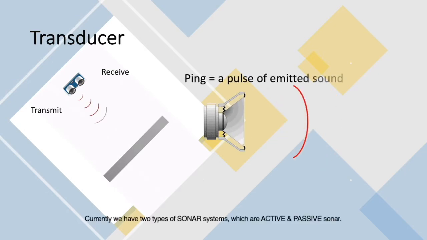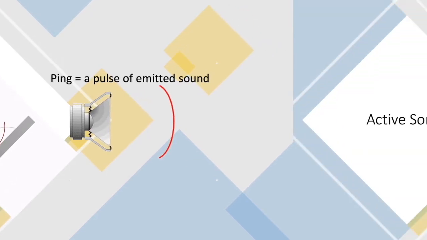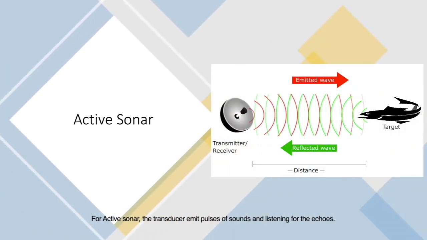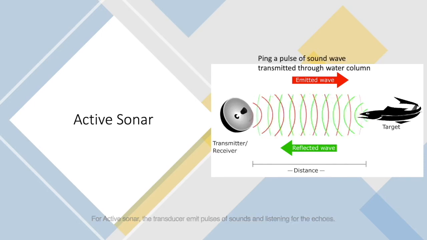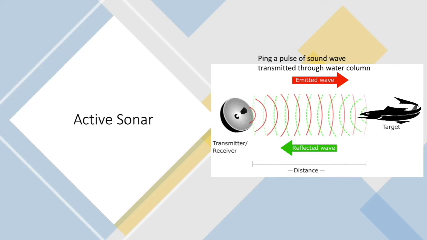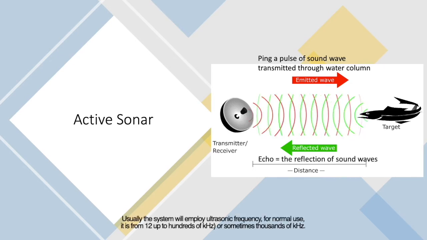So currently we have two types of sonar system, which are active and passive sonar. For active sonar, the transducer emits pulses of sound and listens for the echoes. Active sonar uses a sound transmitter and a receiver. Usually, the system will employ ultrasonic frequency.